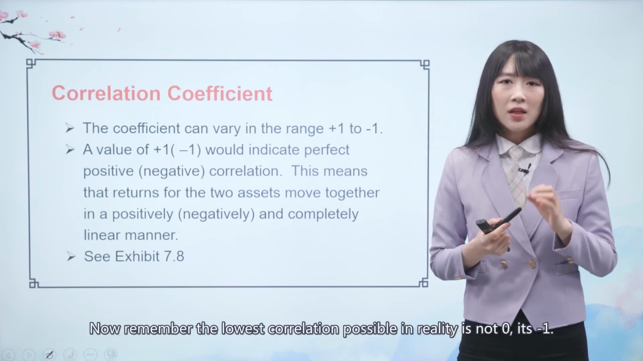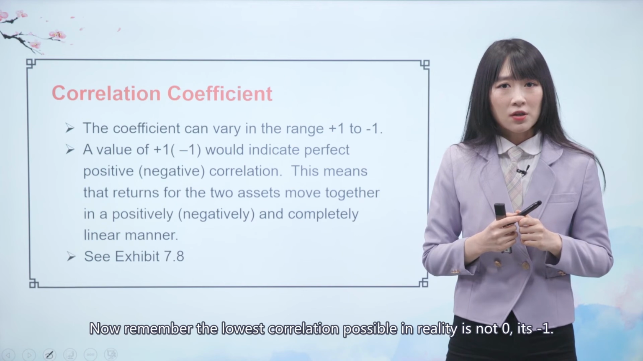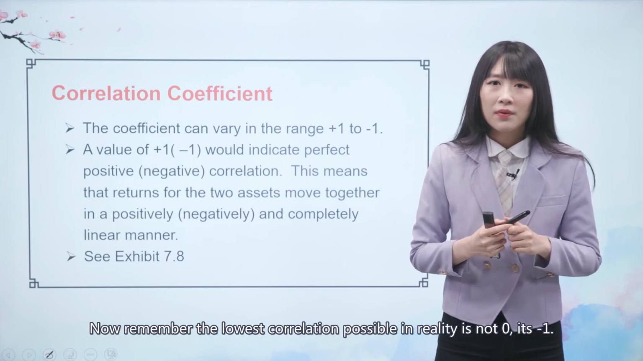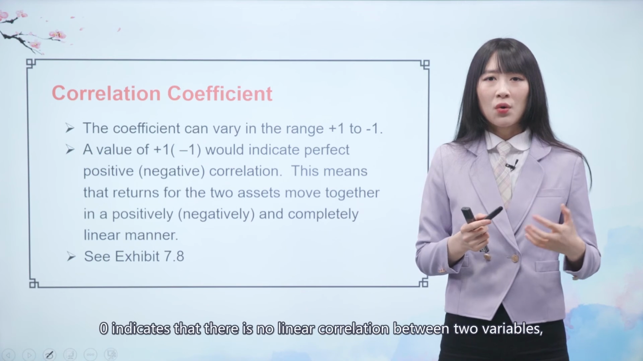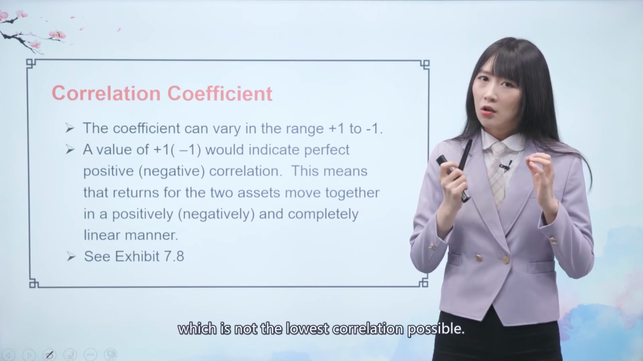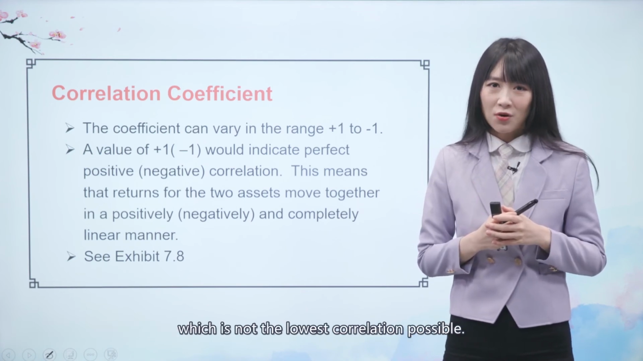Now remember, the lowest correlation possible in reality is not 0, it's -1. 0 indicates that there is no linear correlation between two variables, which is not the lowest correlation possible.